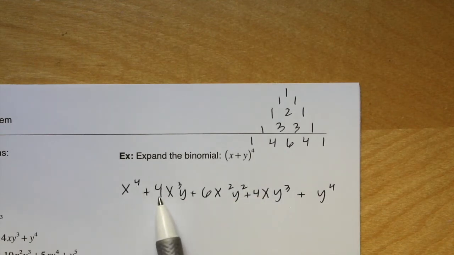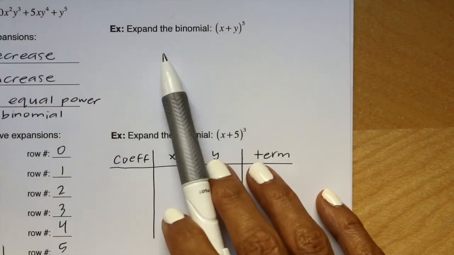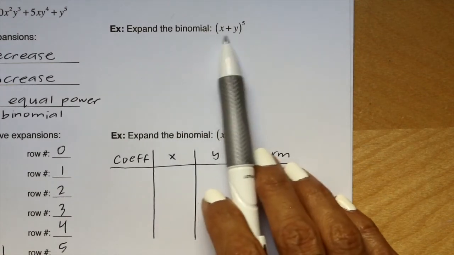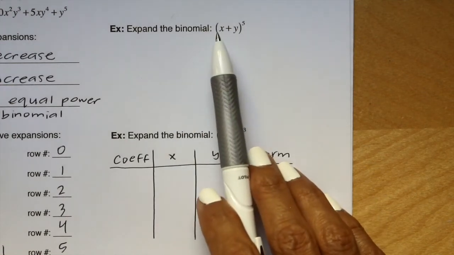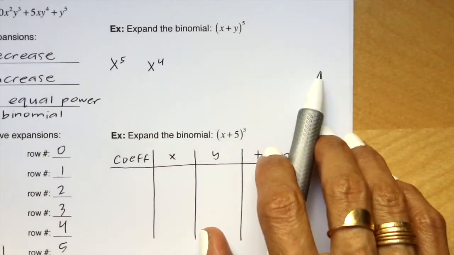X to the 4th plus 4x cubed y plus 6x squared y squared plus 4xy cubed plus y to the 4th. So we're going to do the same thing on this example. It says (x + y) to the fifth. So we start with x to the fifth, and then we keep going down in powers.